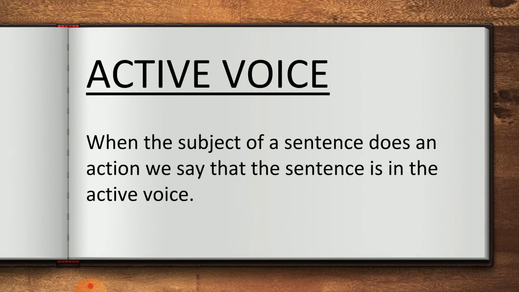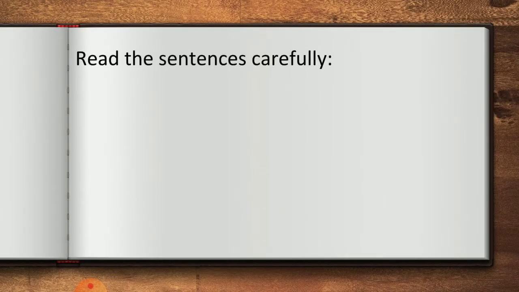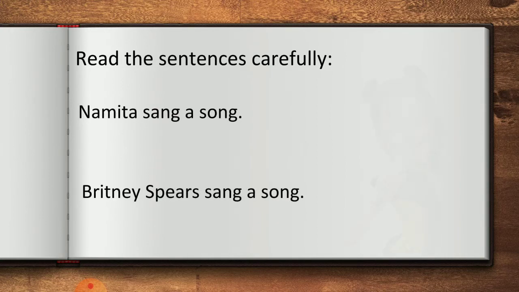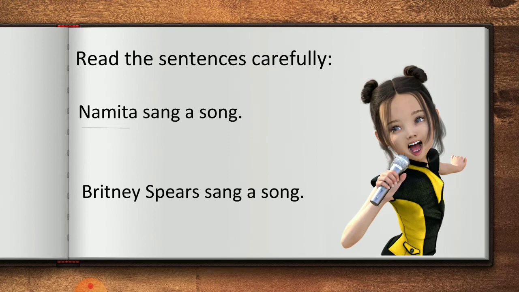When the subject of a sentence does an action, we say that the sentence is in the active voice. Let us read these sentences carefully. Namita sang a song. Britney Spears sang a song. Here we can clearly see that Namita and Britney Spears are the subjects and each one is the doer of the action. The verb is sang in each of the examples, whereas a song is the object in each sentence. Therefore, the verb sang is transitive.